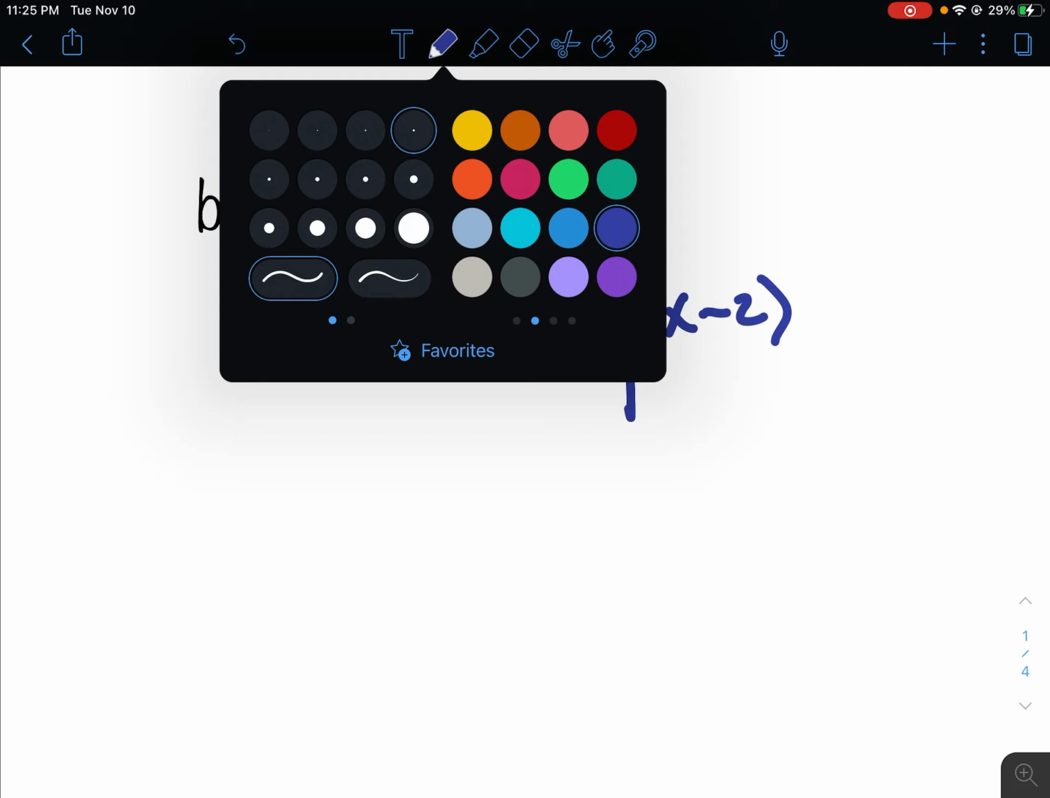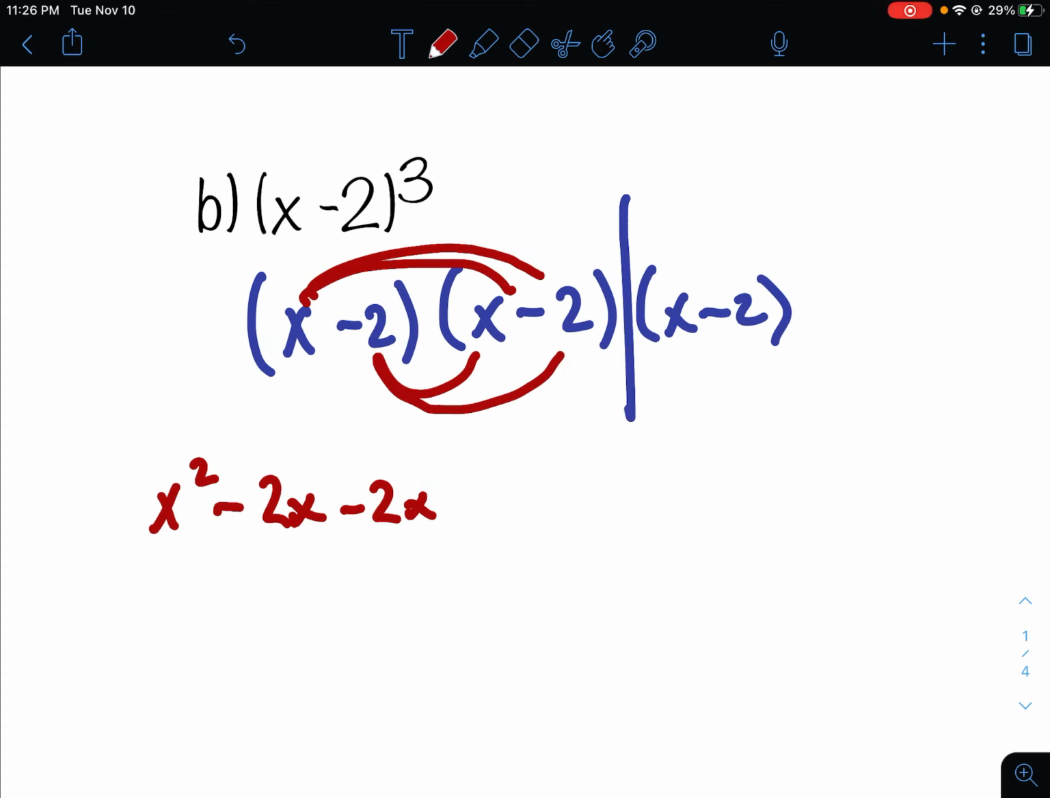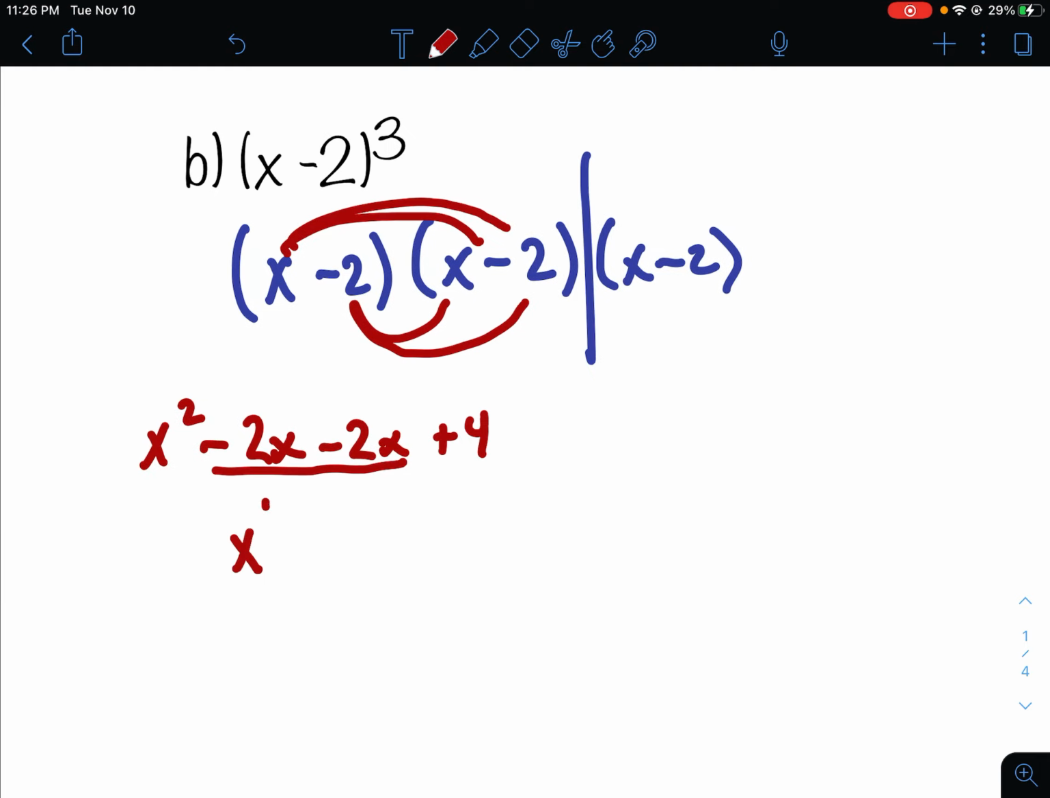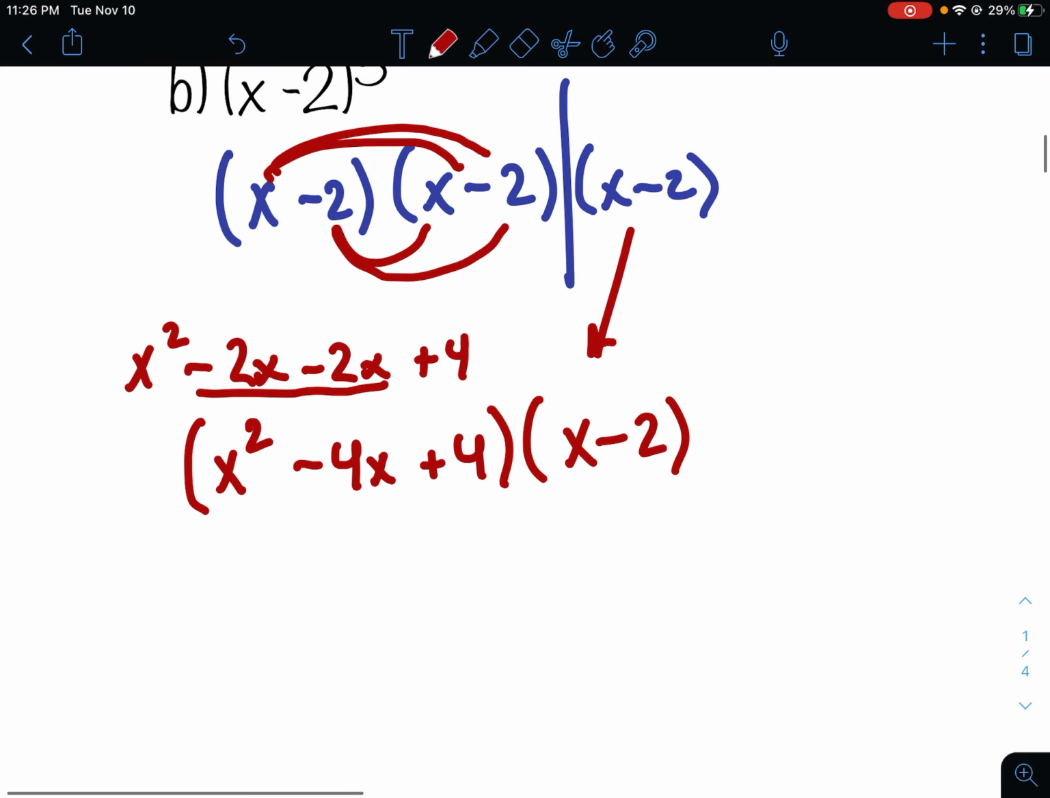For the first one, we're going to multiply here and just go through and multiply everything times everything. X times x is x squared. X times negative 2 is negative 2x. Negative 2 times x is negative 2x. And negative 2 times negative 2 is positive 4. Some quick combining of like terms here: negative 2x and negative 2x is negative 4x plus 4. And now that we have the first 2 multiplied, we can incorporate the third x minus 2. And now we have to multiply all of those together.